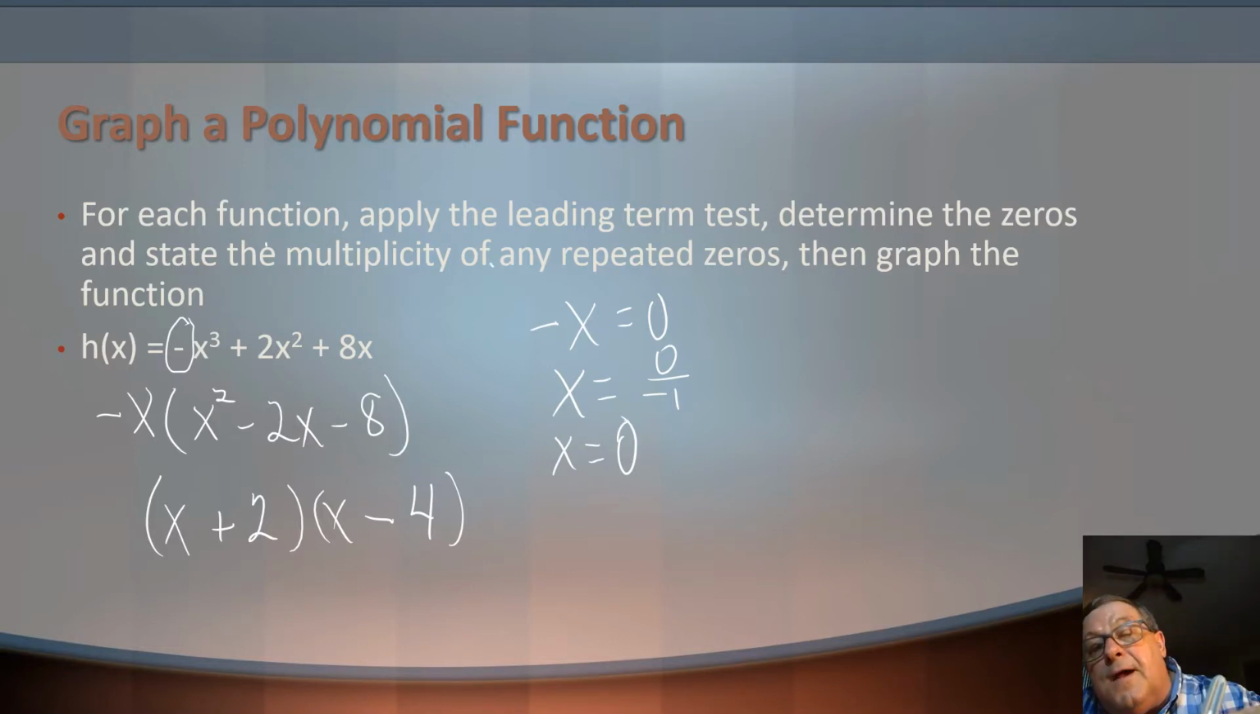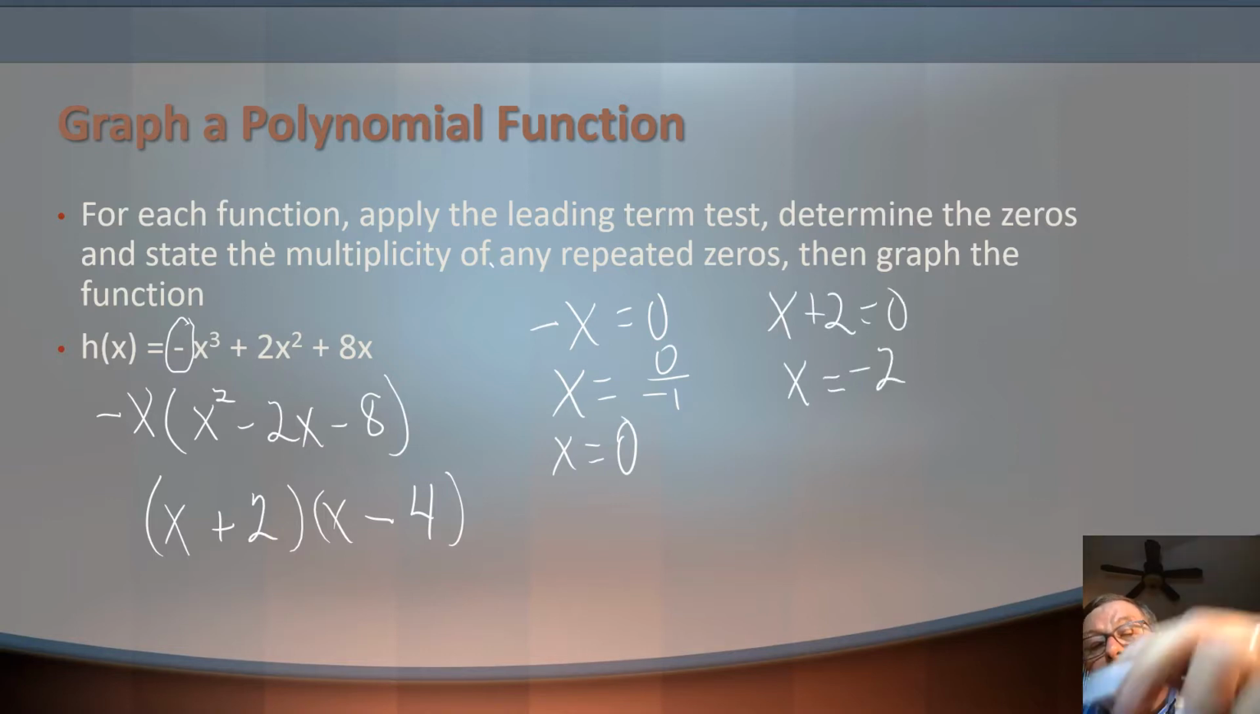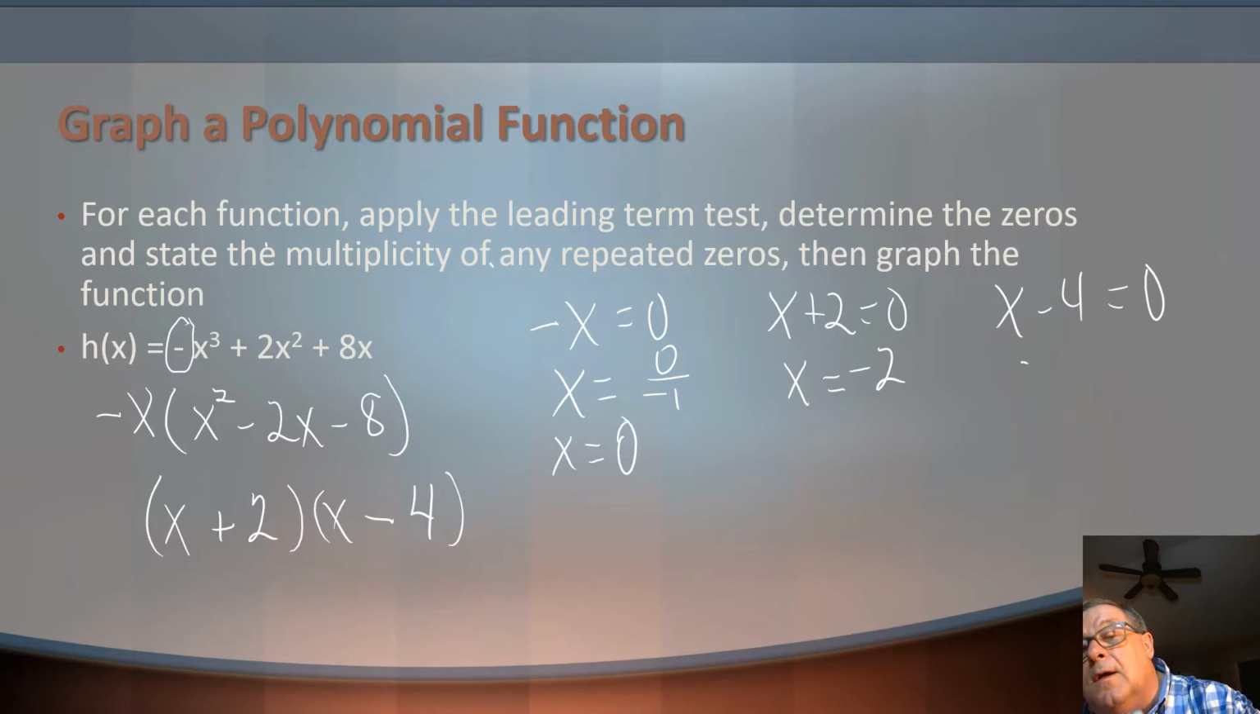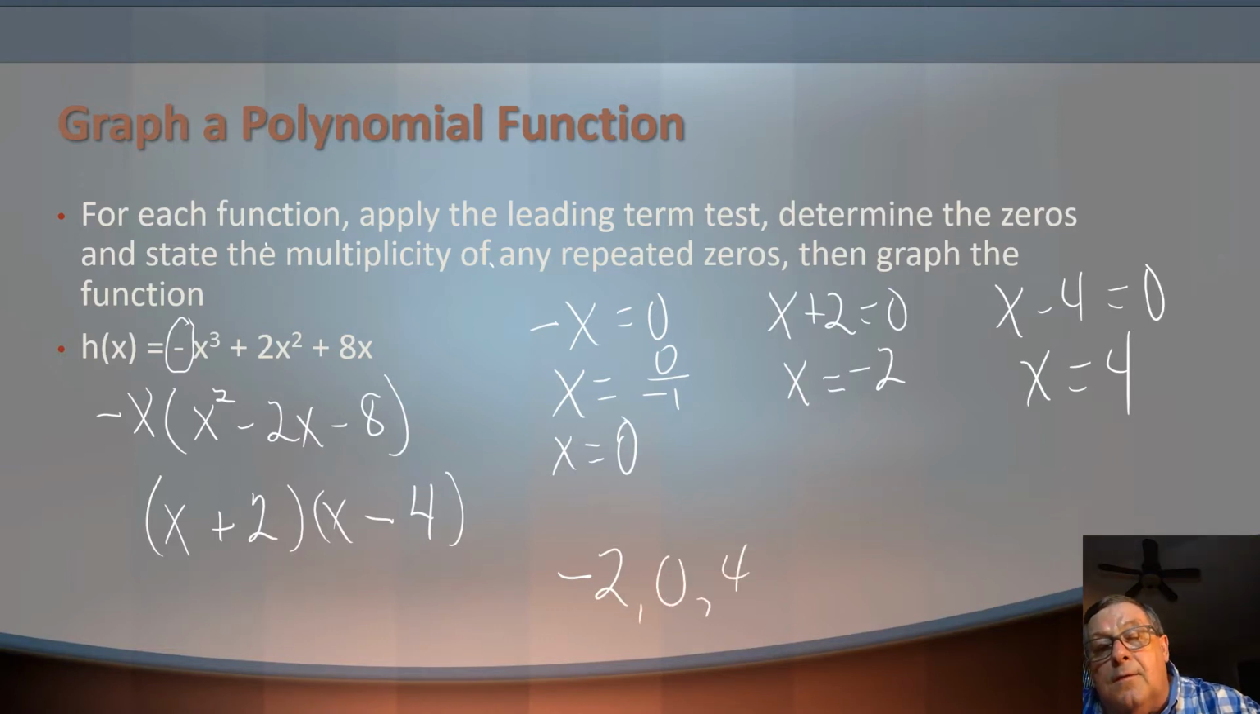Okay, let's set our other factors. X plus 2 equals 0. Subtract 2 from both sides, and so we'd have a 0 at -2. And our third factor, x minus 4 equals 0. Add 4 to both sides, and x would equal 4. So we got zeros at -2, 0, and 4. Ready to go graph them right quick? Just take a look at them.